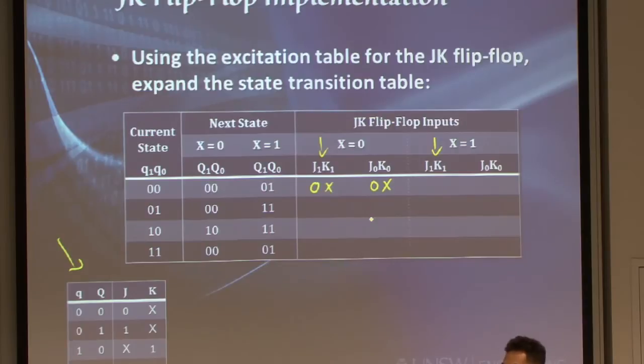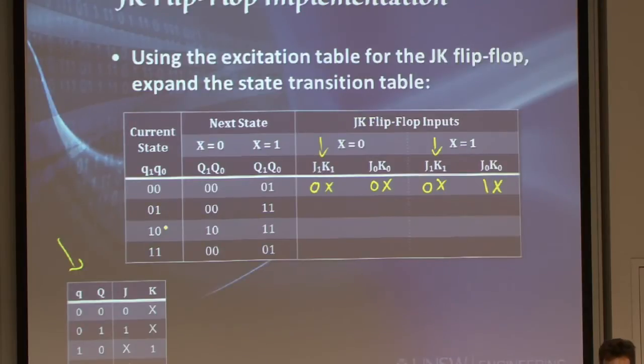If the input was 1, I want my Q1 to stay at 0, which is what we had here, which is 0x. But I want my Q0 to go from 0 to 1, and this would be 1x at the inputs to this flip-flop. Now, just don't forget, this column here and this column here correspond to the same inputs to the same flip-flop. And similarly, this one and this one. I just separated the two cases when I have x equals 0 and x equals 1.